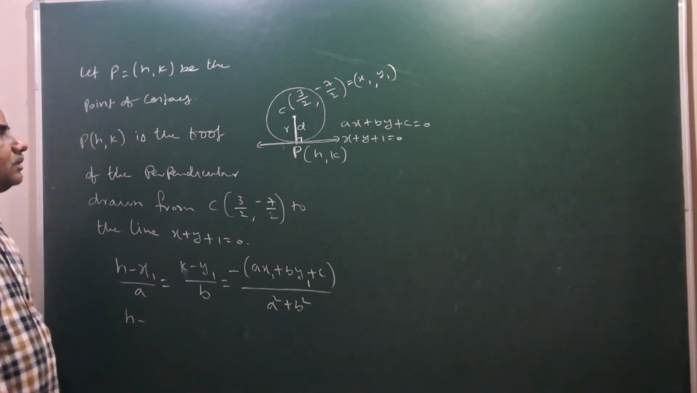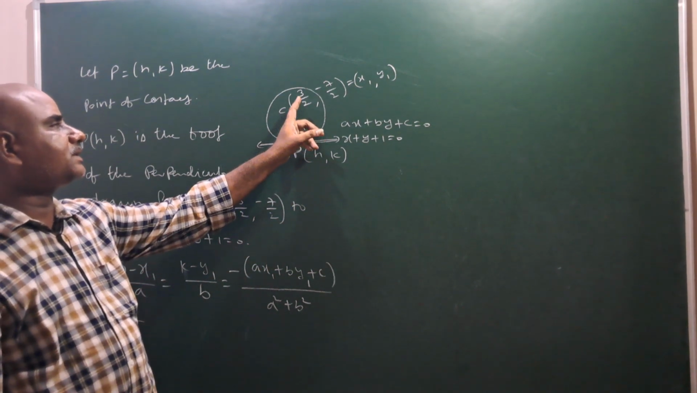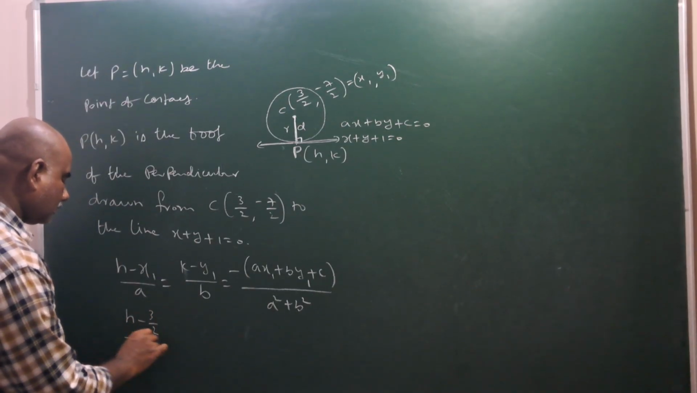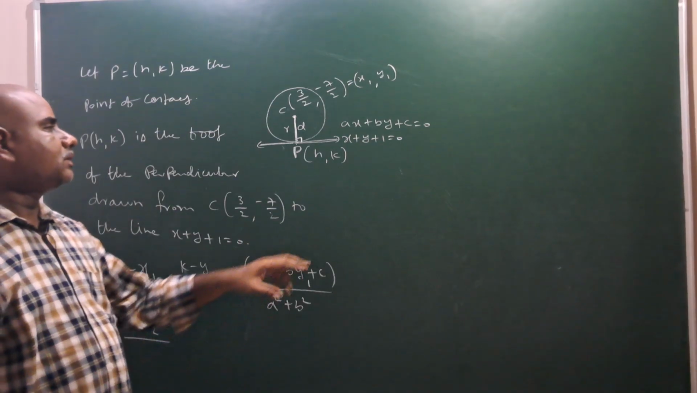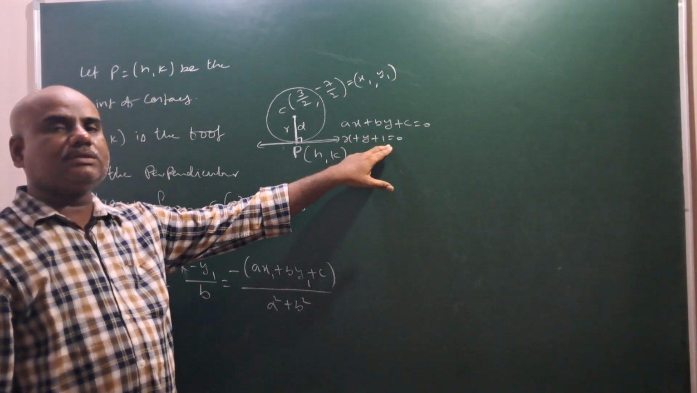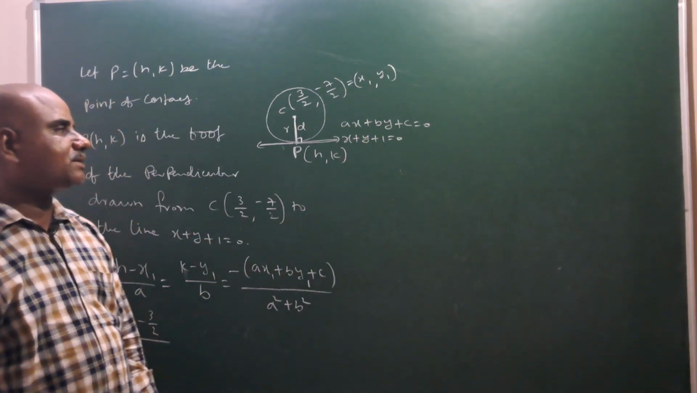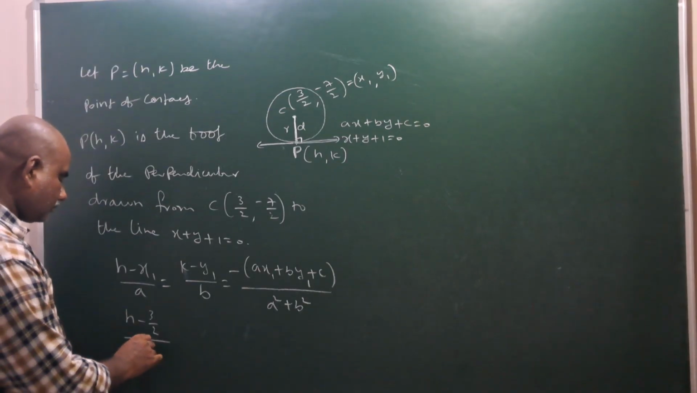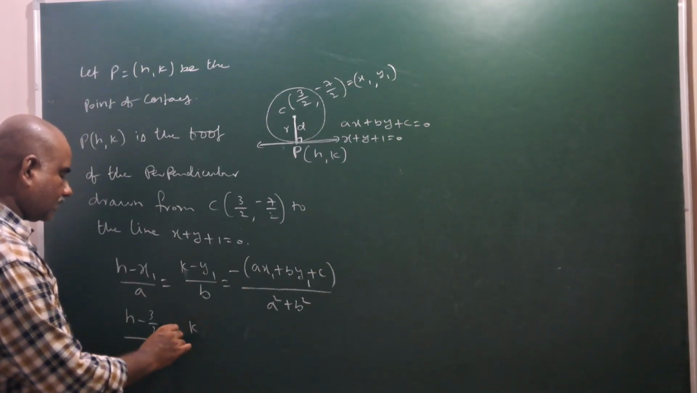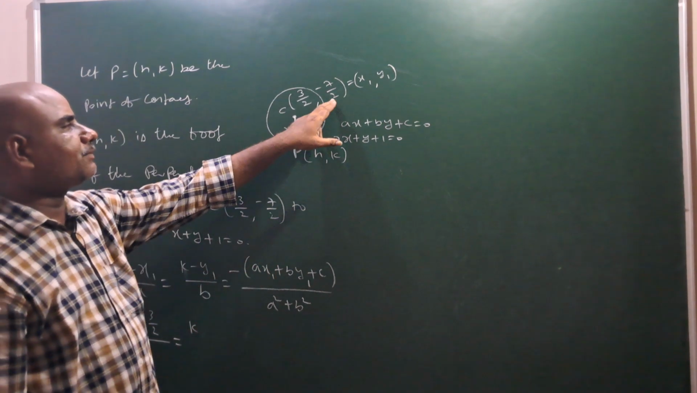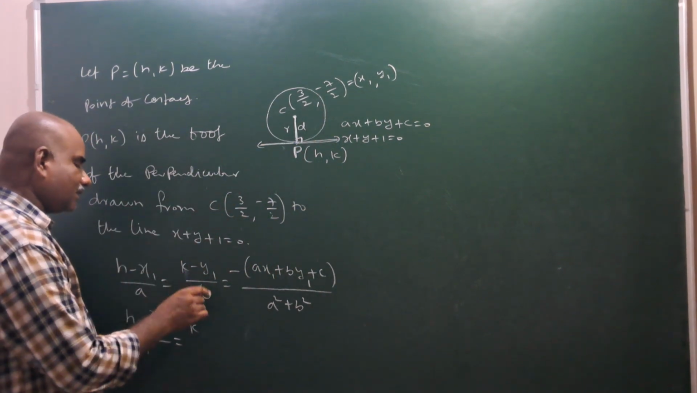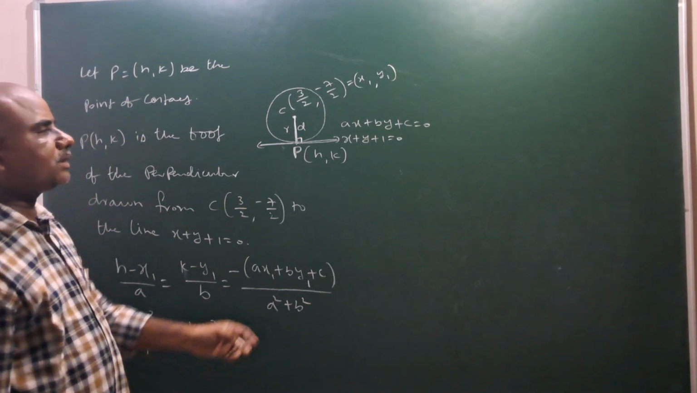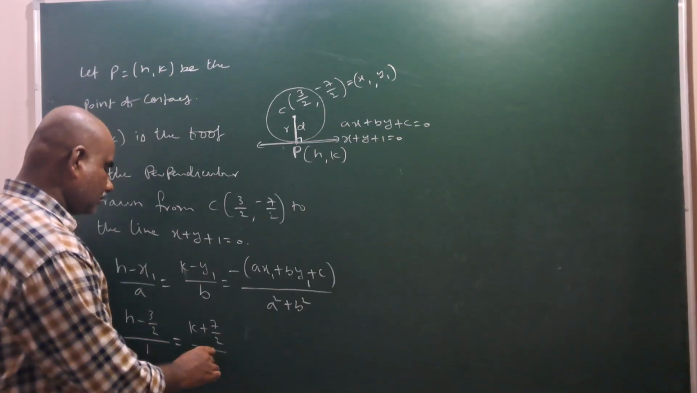h minus x1. So the coordinates of the center are taken as (x1, y1), where x1 means 3/2. In the denominator, a is the coefficient of x. Our straight line x + y + 1 = 0 is compared with ax + by + c = 0. Then a, the coefficient of x, is equal to 1. So over 1 is equal to k minus y1, which is the y coordinate of the center, minus 7/2. Already we have minus here, so minus into minus becomes plus 7/2. b means the coefficient of y in the given equation, which is nothing but 1.